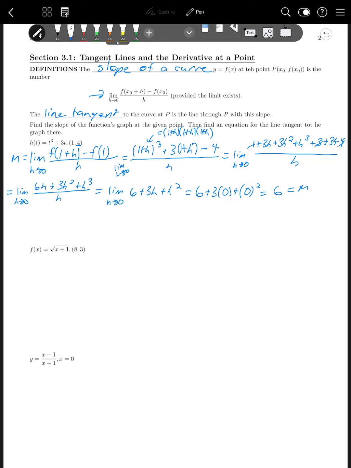So now we want to plug that into point-slope form, right? So this would be y minus y naught, which is 4, equals m times x minus x naught, which is 1. And then we just solve for y. So this would be y minus 4 equals 6x minus 6. Add 4 to both sides, and you get y equals 6x minus 2. Okay, so that's the idea. When we're dealing with polynomials, this is the most likely thing that will occur. You'll need to simply multiply everything out, combine like terms, and then cancel out an h.